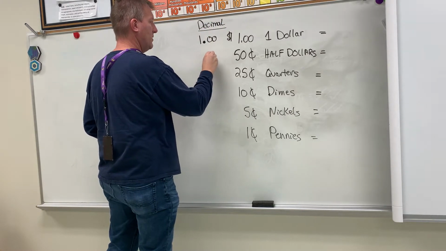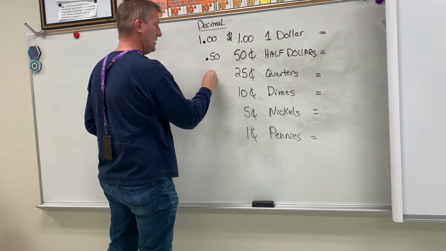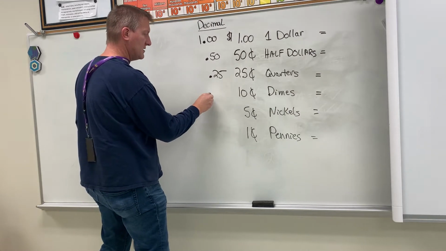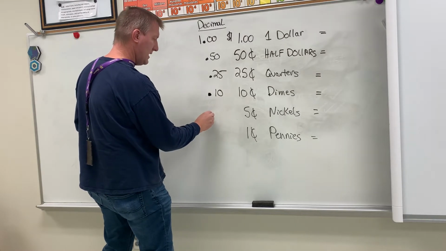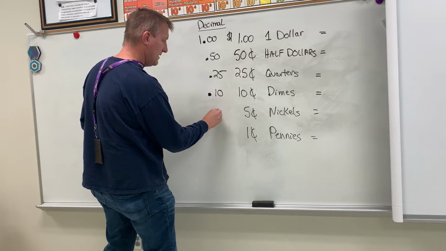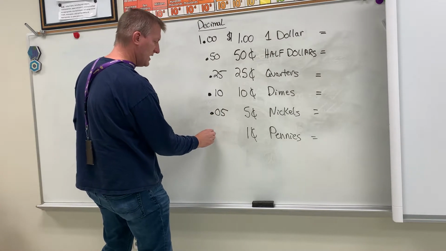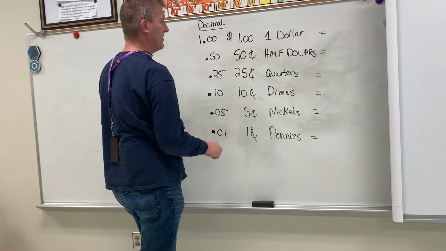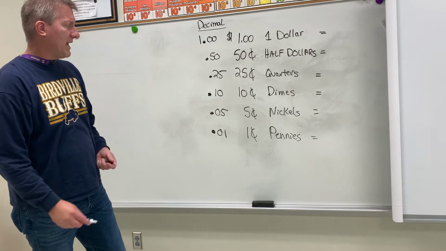So that would be 0.50. Quarter would be 0.25. And 10 cents would be 0.10. And a nickel would be 0.05 or 5/100ths. And then a penny would be 0.01 or 1/100th. Okay, so that's what we have so far.